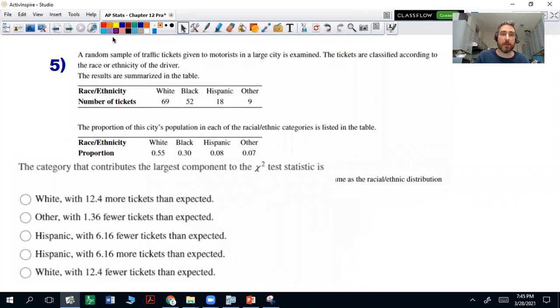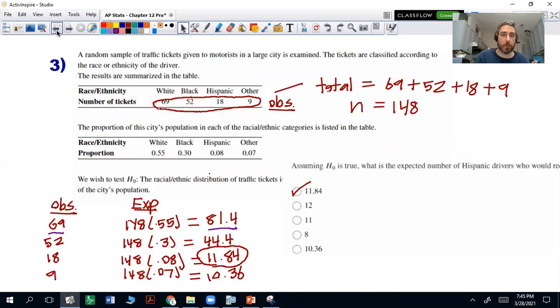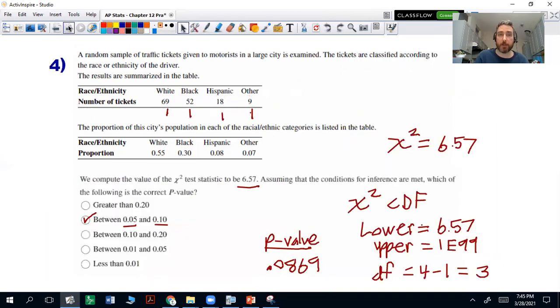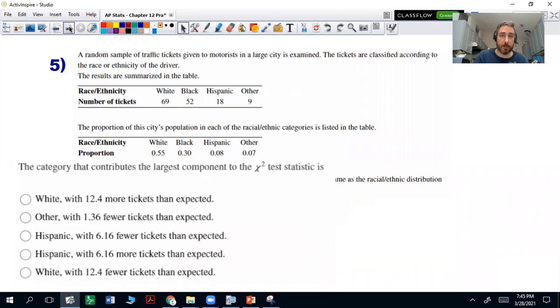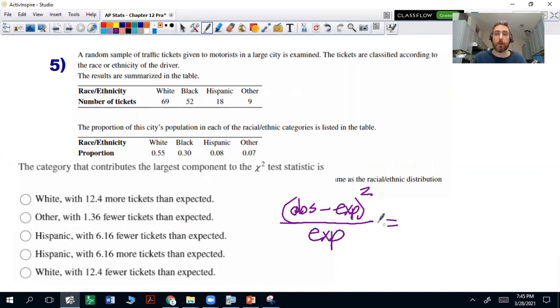If you take the Hispanic, the observed was 18, but the expected is 11.84. Take that, subtract those, square the difference, and divide by the expected. So for Hispanic, it's going to be 18, that's your observed, and your expected is 11.84.